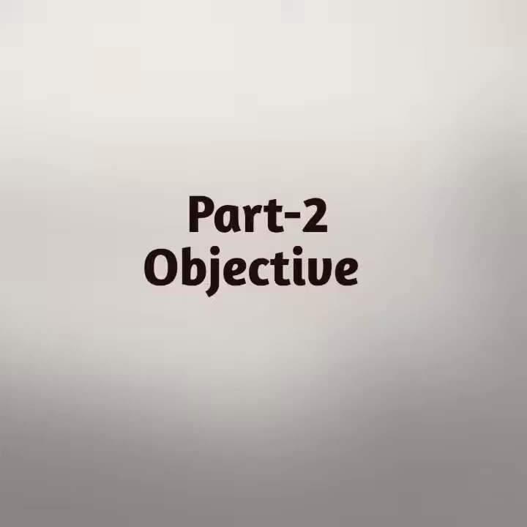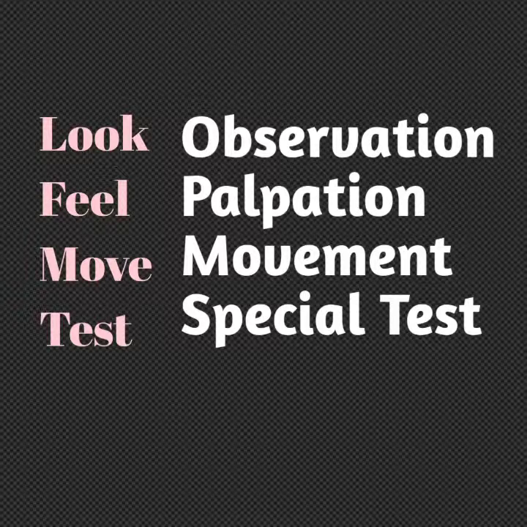In this part, there are four main objects which are look, feel, move, and test, and they are also called observation, palpation, movement, and special test. In the observation part of the objective, the doctor will observe. He will see the part of the patient affected.